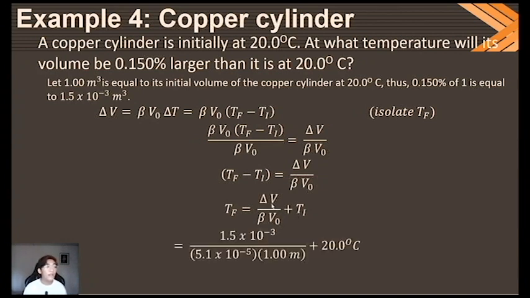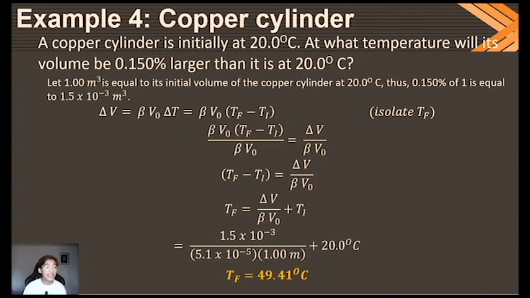So we have delta V, which is equal to 1.5 times 10 raised to the power of negative 3 cubic meter, all over 5.1 times 10 raised to the power of negative 1 per Celsius degree times 1.00 cubic meter, plus 20.0 degrees Celsius. If you input that in your calculator and do the necessary operations, our answer is 49.41 degrees Celsius.